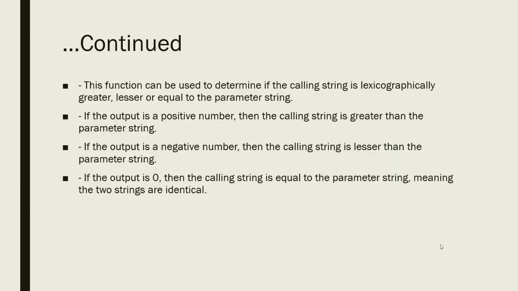So we can use this to determine if one string is lexicographically greater, lesser, or equal to the parameter string. If the output is a positive number, then the calling string is greater than the parameter string. If the output is a negative number, then the calling string is lesser than the parameter string. And as I mentioned before, if the output is 0, then the calling string is equal to the parameter string, meaning the two strings are identical.